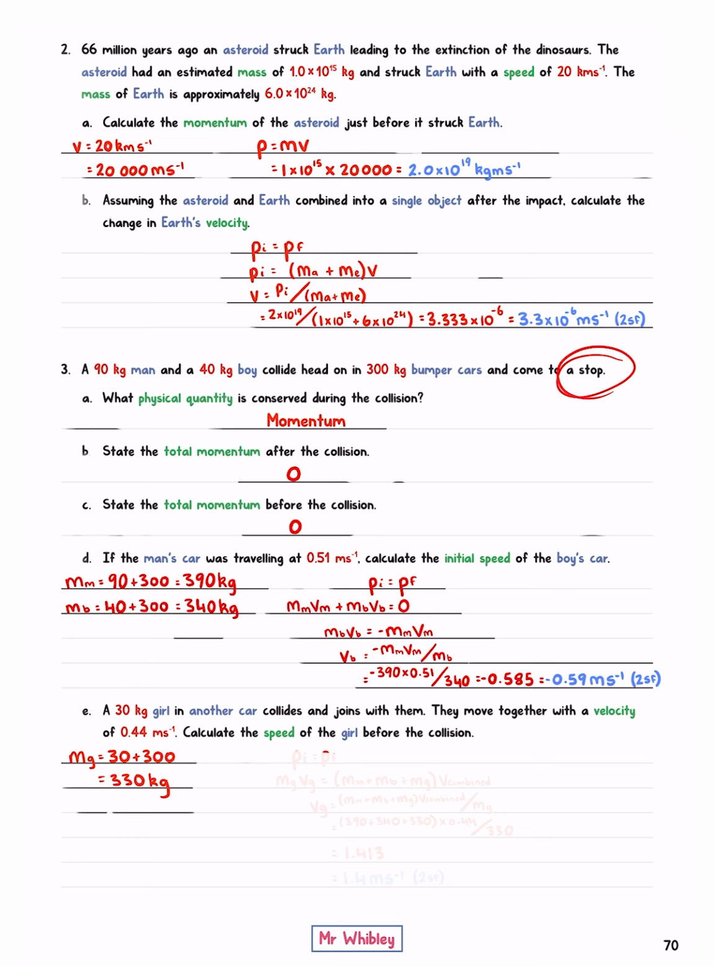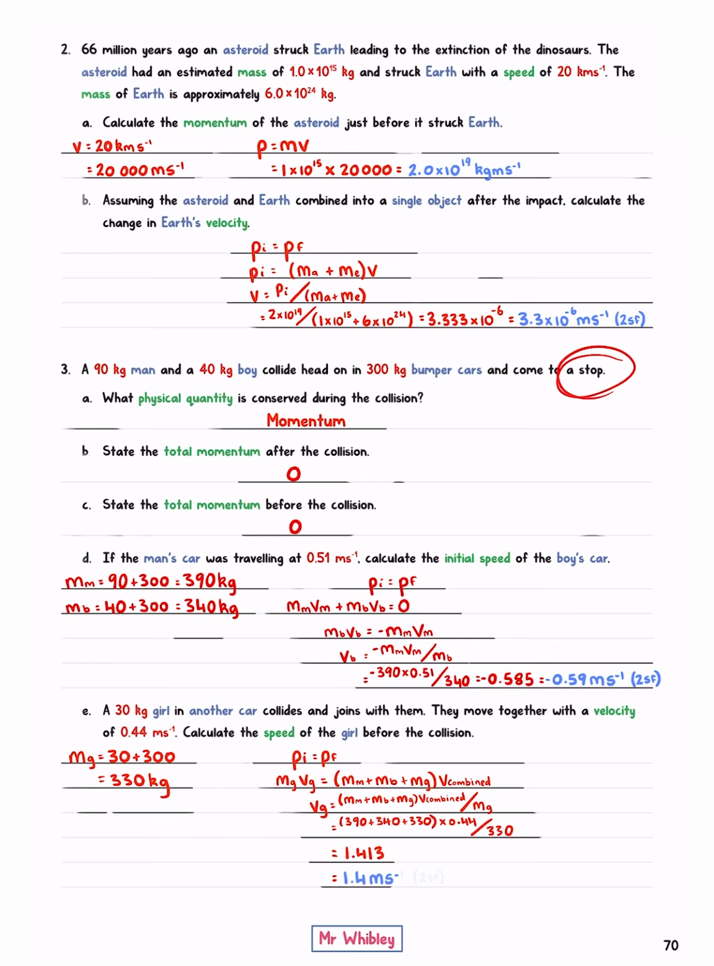And now assuming that momentum is conserved, because before the girl hit, the man and the boy are stationary, they won't have any momentum, and therefore the only initial momentum will be from the girl. After the collision, they move off as a combined object with a combined mass and a combined velocity. Solving this for Vg by dividing both sides by mg, putting our numbers in, gives me 1.413, or 1.4 meters per second to two significant figures.